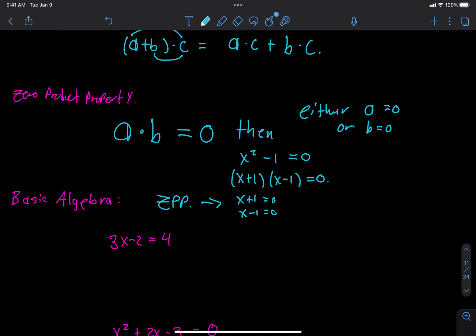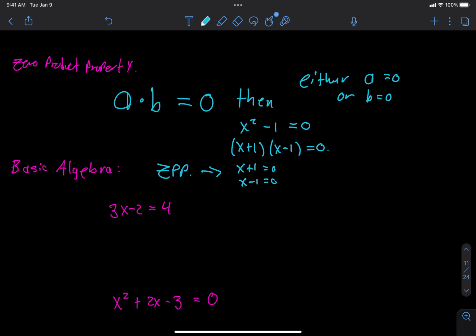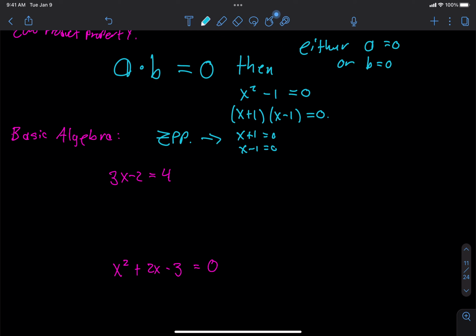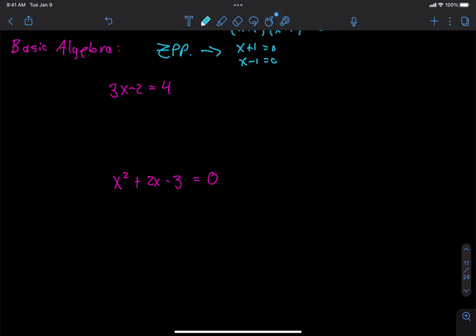Okay, so that's what I meant when I say you've probably seen this before, but maybe you don't remember the name of it, or exactly what's going on with it. Okay, so let's talk about basic algebra. We need to make sure that we know how to solve basic algebraic equations.